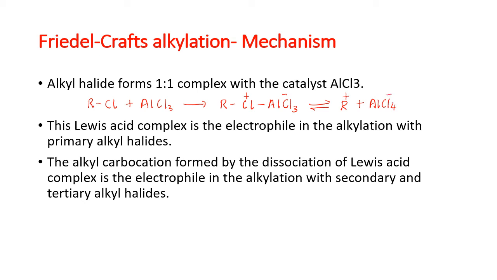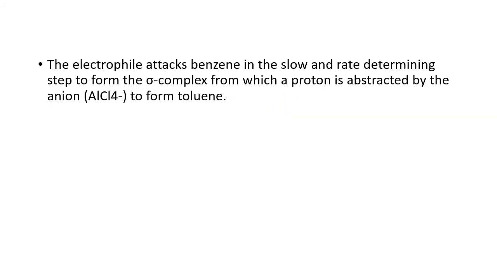And in the alkylation reaction with primary alkyl halides, this Lewis acid complex is the electrophile, whereas in the alkylation with secondary and tertiary alkyl halide, the alkyl carbocation, that is R plus, is the electrophile. The electrophile attacks benzene in the slow and rate determining step to form the sigma complex, from which a proton is abstracted by the anion AlCl4 minus to form toluene.